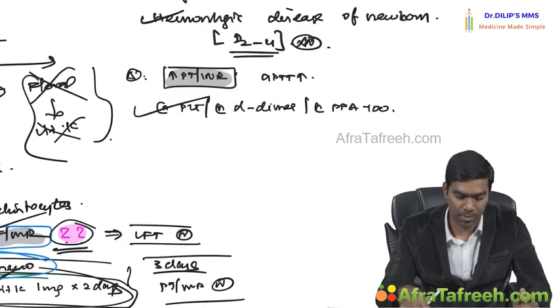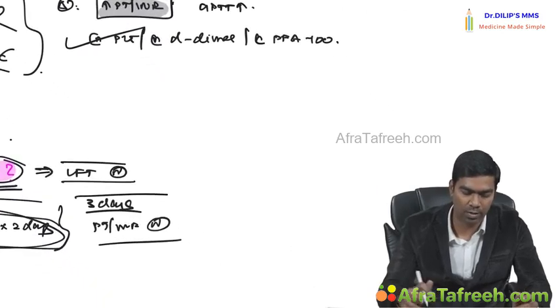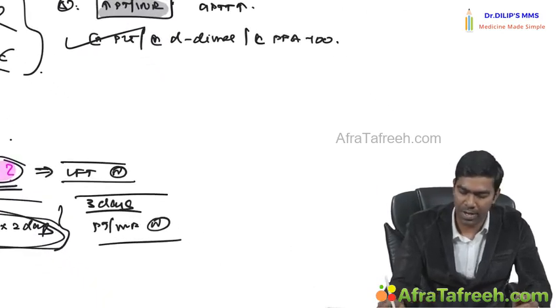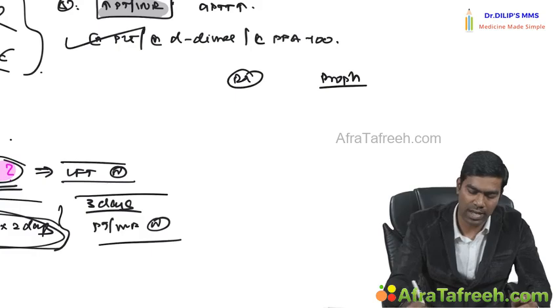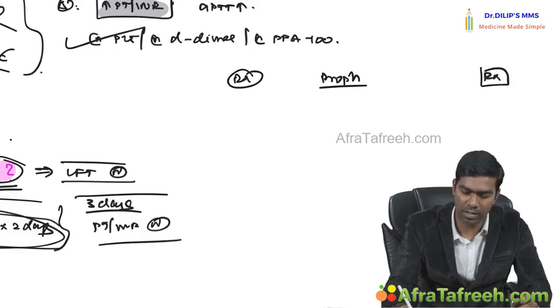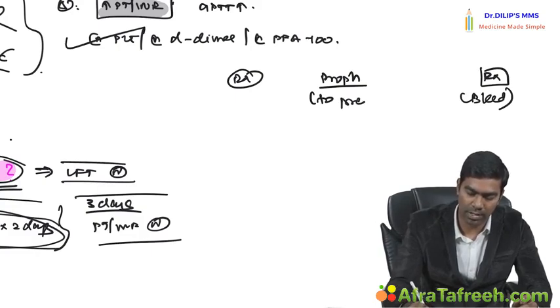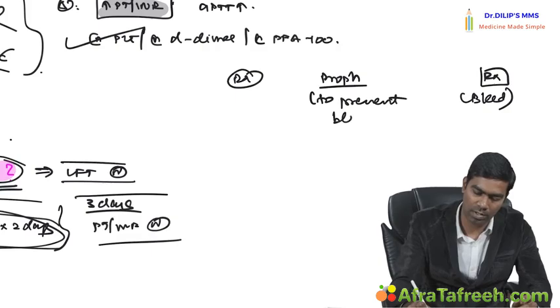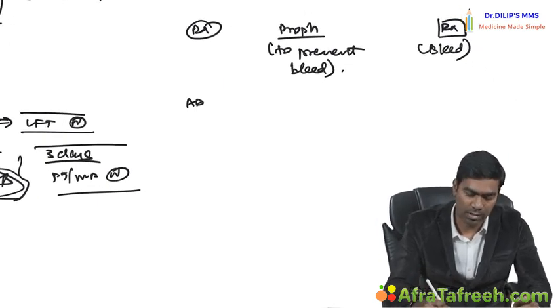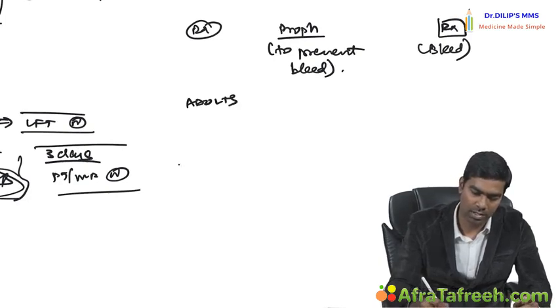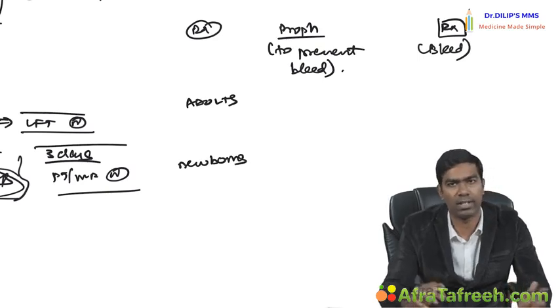Okay. So these are the things you have to do for diagnosis. And treatment wise, management wise, what are you going to do? In management, you can do prophylaxis as well as treatment in case of bleeding. Prophylaxis is to prevent bleeding. Adults and newborns are the two groups who have to be treated as well as given prophylaxis.